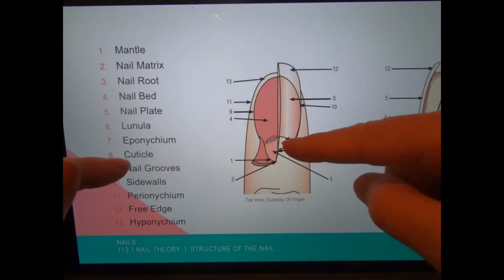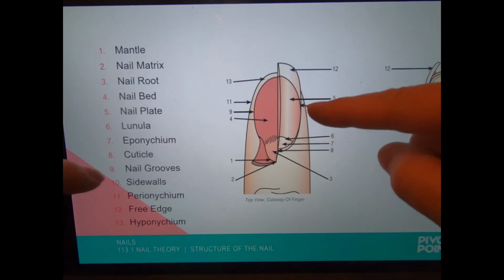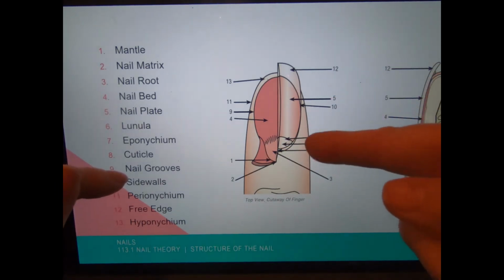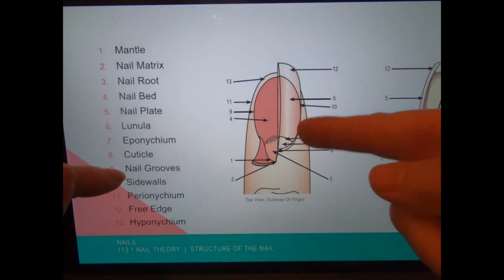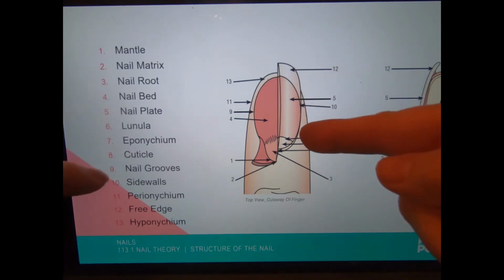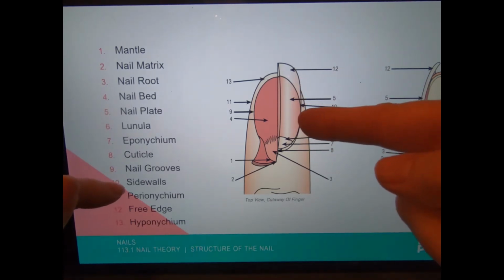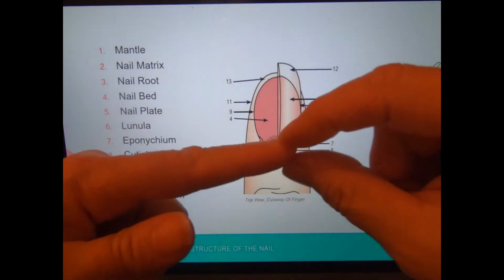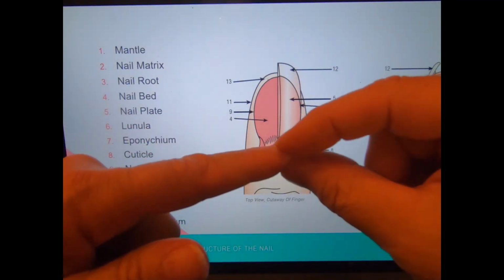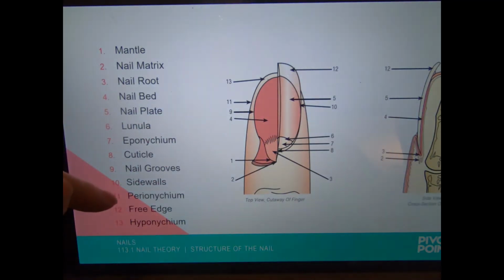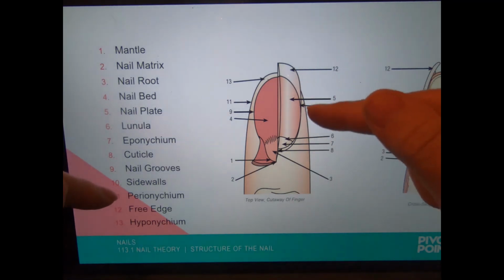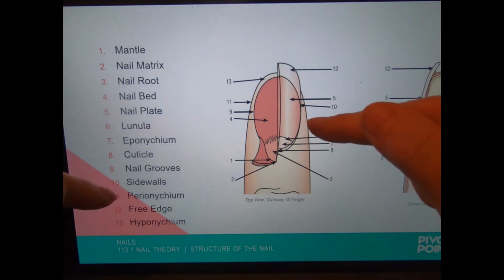Okay, your cuticle, we know what that is. That's the dead skin around the nail. Your nail grooves, they're like the train tracks that tell your nail how to grow. Your sidewalls, that's the puffy skin that comes up alongside of your nail. The perionychium, that's the cuticle along the sides.